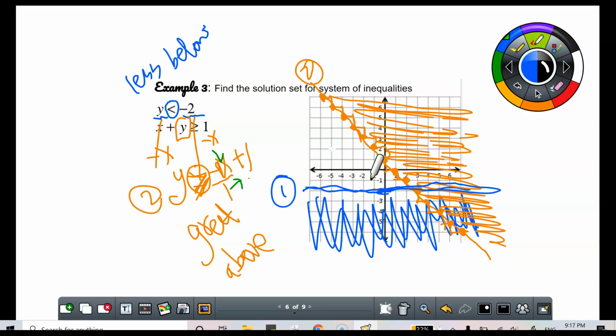Finally, you're going to shade the overlapping solution area. The overlapping area that has two colors is here. So this is your solution area. And that's it. If at the beginning for the two inequalities you want to draw the line the easy way, you can just use decimals, and then make sure you do the shading in the correct way. Okay. Next example.